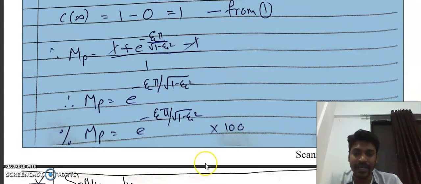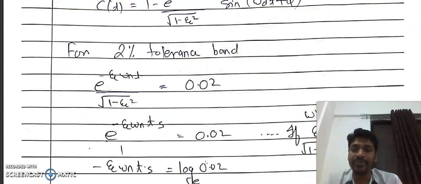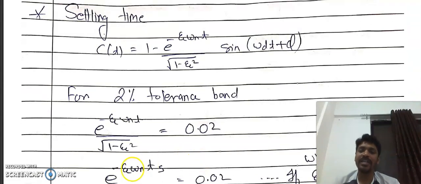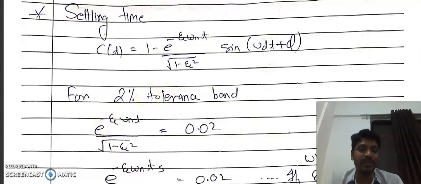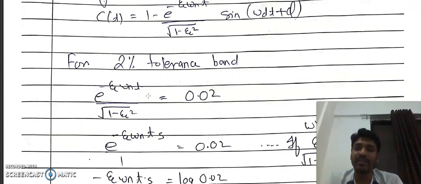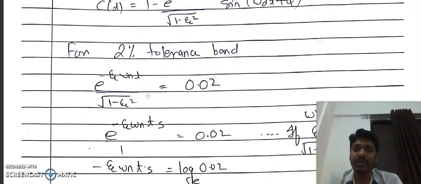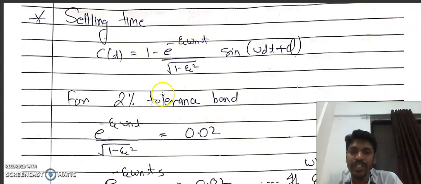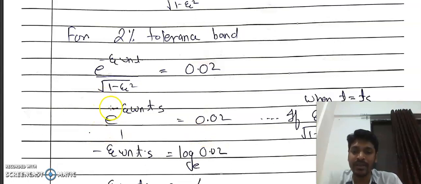Now next is your settling time. So what is settling time? Again this is the same response. Settling time is nothing but the time after which the final value should be either in the 2% band or the 5% band. So let us take the case of the 2% band. Here if you observe, the coefficient of sine means its amplitude, so this should be within 2%. Let us take this value as 2%. So 2% means it will be 0.02.